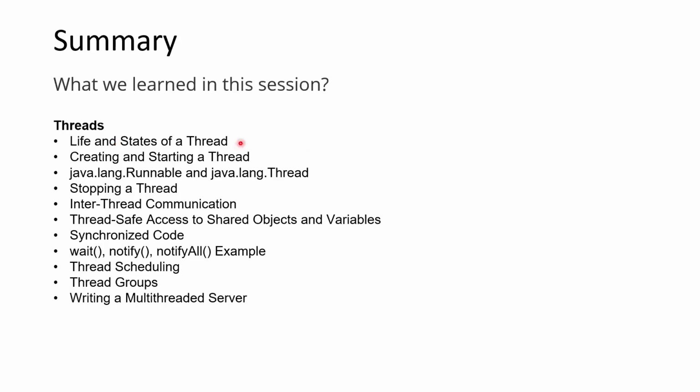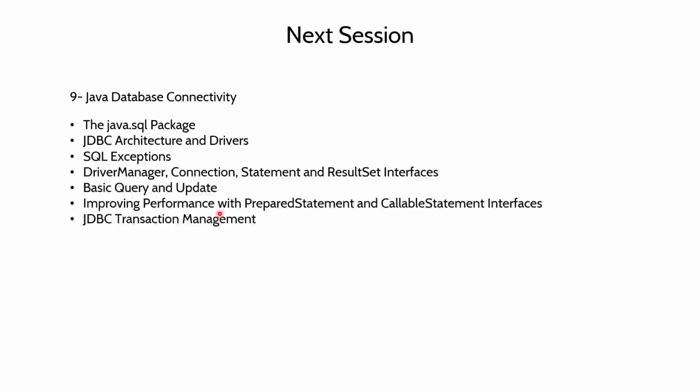So in this session, we learned about the life and states of a thread, creating and starting a thread, the Runnable interface and the Thread class, stopping a thread, inter-thread communication, thread safe access and shared variables, synchronized code. We looked at wait, notify, and notifyAll, thread scheduling, thread groups, and we looked at the multi-threaded server. Stay tuned for our next session, session 9, where we will look at Java database connectivity.